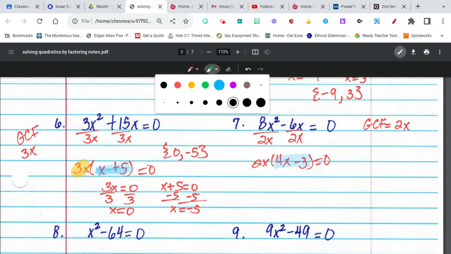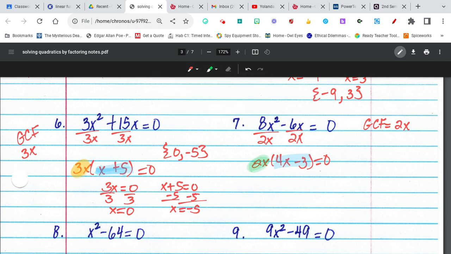So this term also has an x in it. I'm going to set 2x equal to 0 and then 4x minus 3 equal to 0. You're going to set both of those factors equal to 0. Divide both sides by 2 here. So one of your roots, or x-intercepts, is 0.